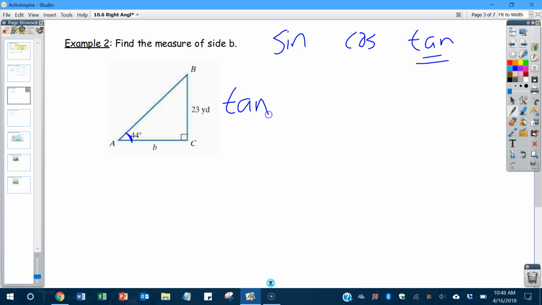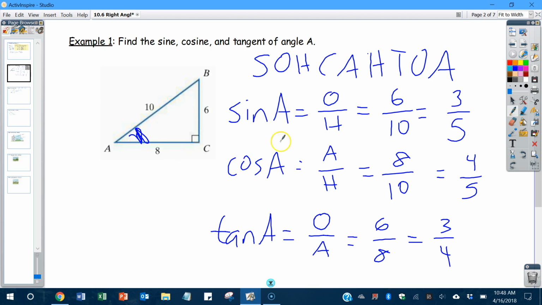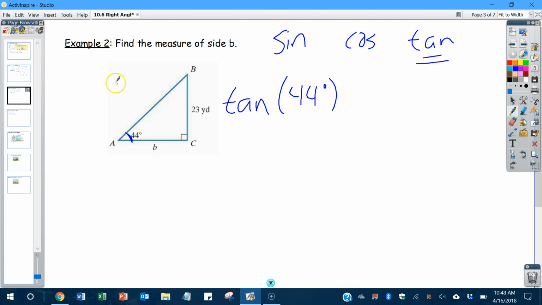And I'm going to write it like this. I know what angle A is now, so instead of writing an A here, I'm going to write the measure of that angle. I couldn't do that back here because I didn't know what the measure of angle A was, so I just wrote A there. It was unknown. But here I know the measure of angle A. The tangent of the measure of angle A is equal to the opposite over the adjacent, which is 23 yards over B.